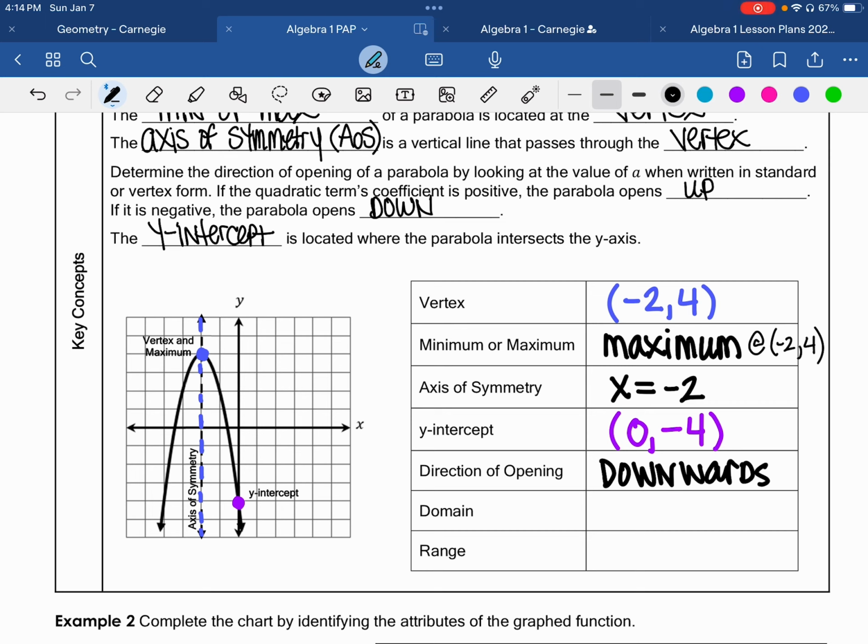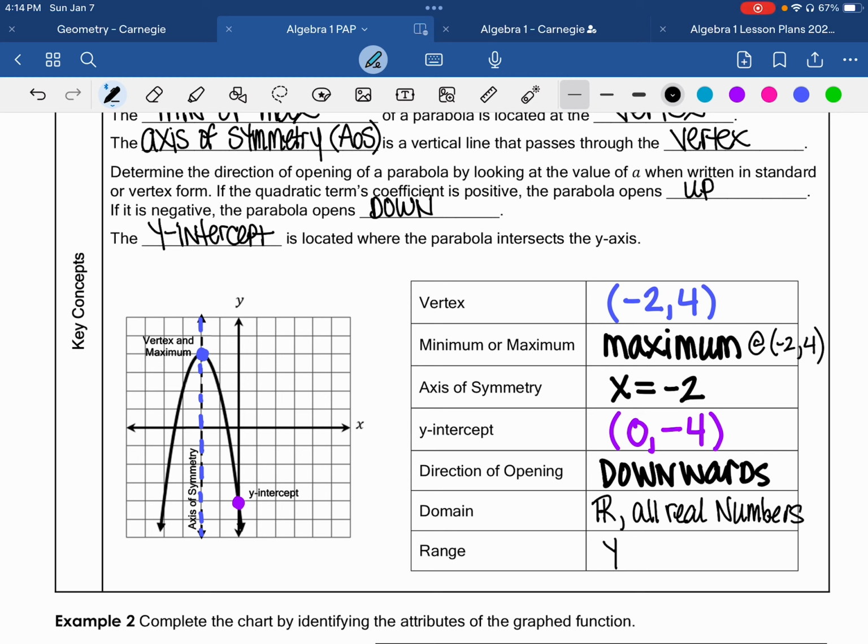The domain will always be all real numbers unless you have a word problem or a situation applied to your quadratic. But otherwise, it will always be all real numbers. And you can either write it out in words like I am right now, or you can use the symbol. The range is going to be y, and then you have to decide greater than or less than. It depends on if it's opening up or down.